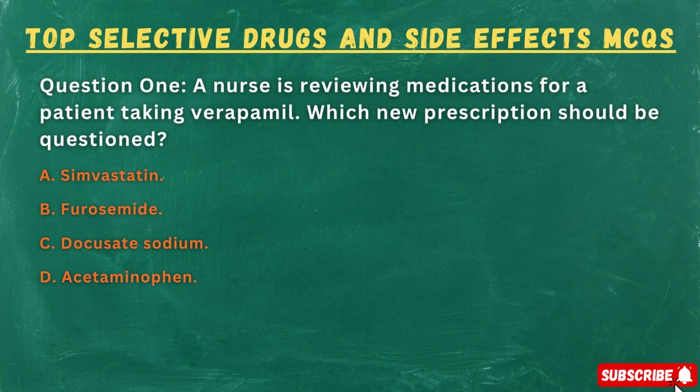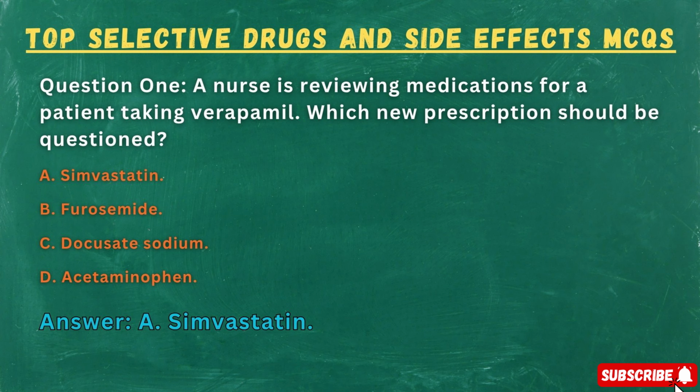Question 1. A nurse is reviewing medications for a patient taking verapamil. Which new prescription should be questioned? A. Simvastatin. B. Furosemide. C. Docusate sodium. D. Acetaminophen.